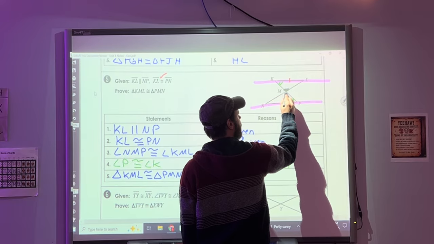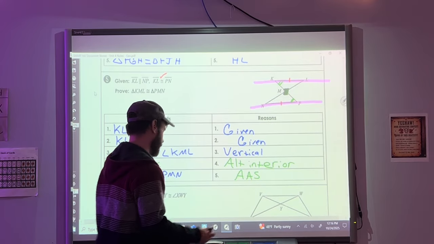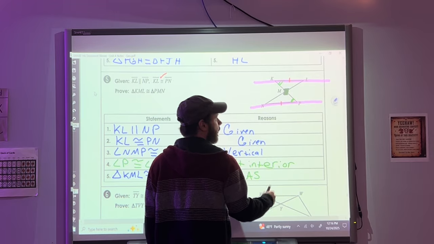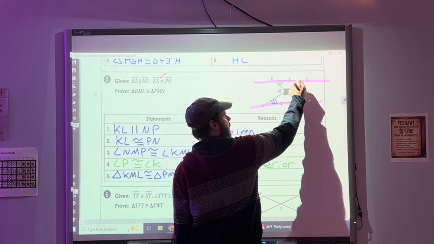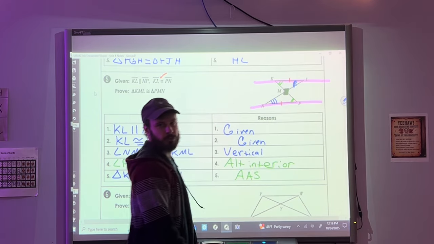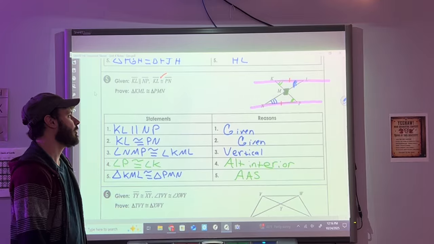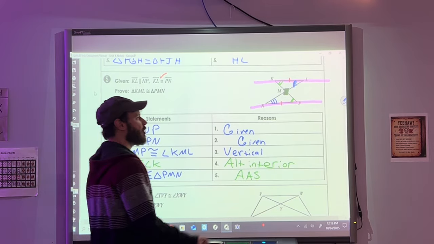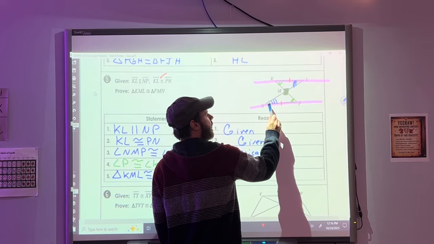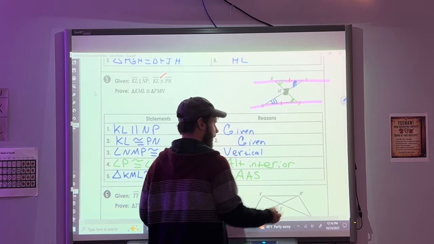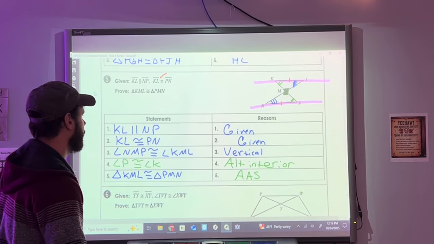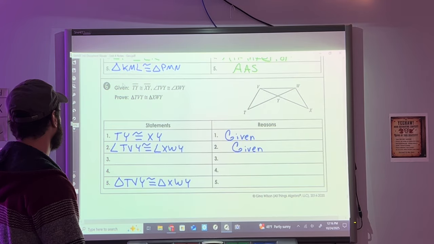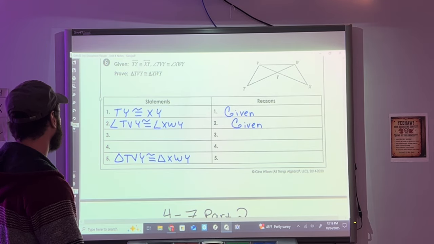Imagine I didn't see that these were vertical. These two are congruent for alternate interior. Well, so are those, for the exact same reason, alternate interior. That would have worked. So now you have the dumbbell. You have the angle, side, angle, and that's what we would have written instead. So sometimes you have more than one choice. Last one here.